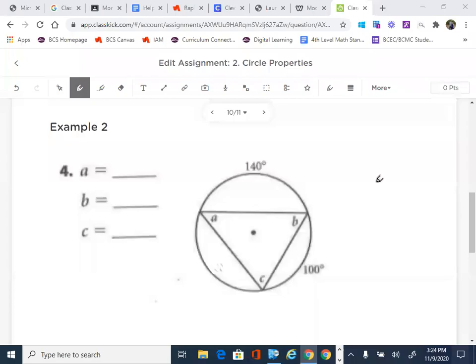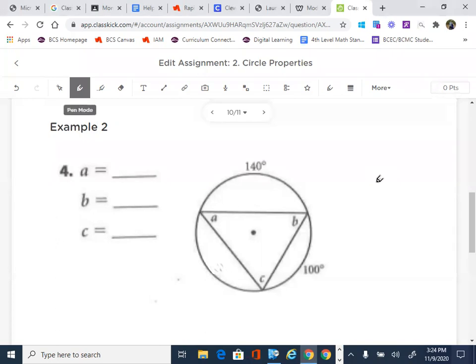All right, we're going to be looking at circle properties, and in this case, we're going to be focusing on the arcs and their inscribed angles. All right, so we're going to find A, B, and C. It does not matter where we start in this one. So let's go ahead and try A first.